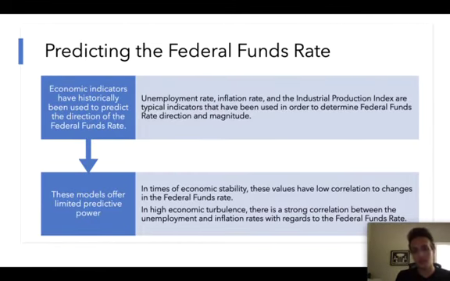Predicting the federal funds rate. Economic indicators have historically been used in an attempt to predict the direction of the federal funds rate. However, unemployment rate, inflation rate, and other industrial production indexes are typically the indicators that have been used in order to determine the federal funds rate direction and magnitude. The problem with these models, however, is that in times of economic stability, these values explain low correlations and changes in the federal funds rate.